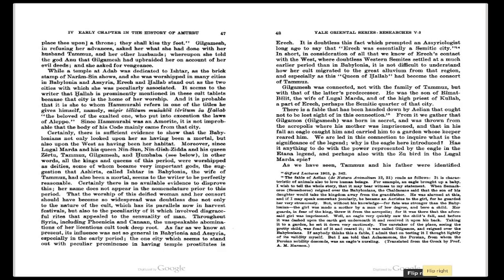We are led in this connection to inquire what is the significance of the legend. Why is the eagle here introduced? Has it anything to do with the power represented by the eagle in the Etana legend, and perhaps also with the Zu bird in the Lugal-e epic? As we have seen, Tammuz and his father were identified, and down here it has a footnote.